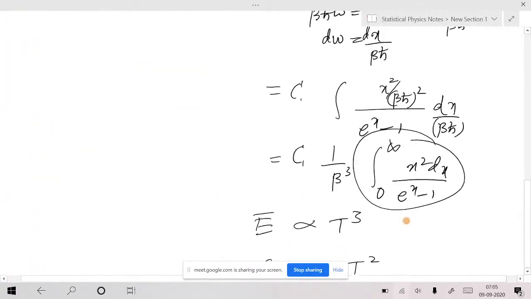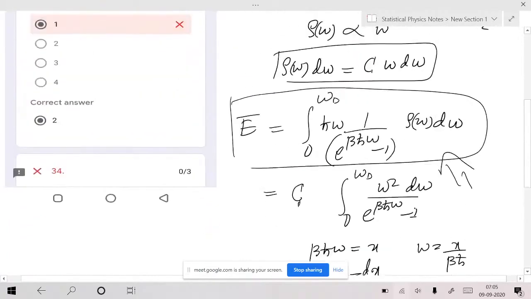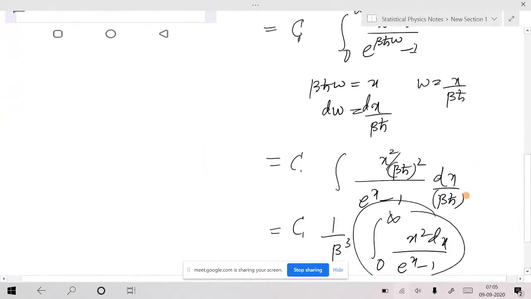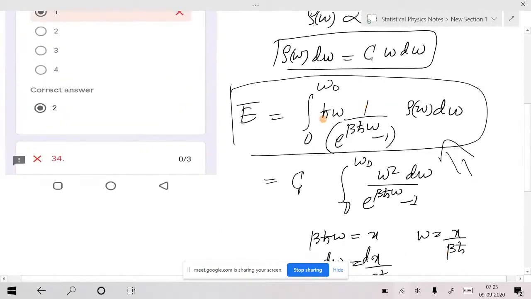Sir, we do the substitution only in the case when it gives the phonon statistics. Yeah, again this is phonon statistics. Am I right? Again, this is mu equal to 0. Average energy is occupation probability multiplied with density of state. Am I right? This is the average energy.